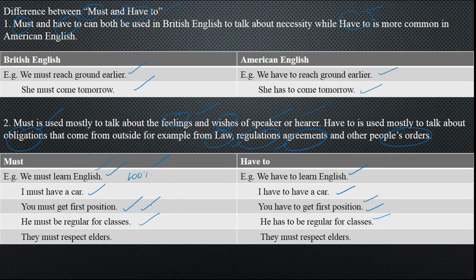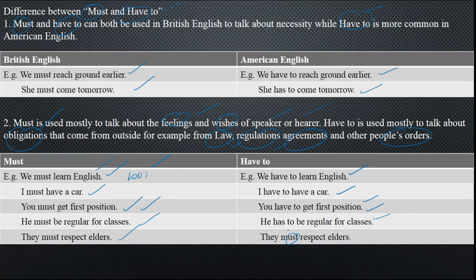Mostly the students do not like the classes over there. Teachers have to say to him that he has to be regular for the classes. They must respect elders. It is a sort of wish and feeling that, if you respect them, you will be respected. And they have to respect elders.